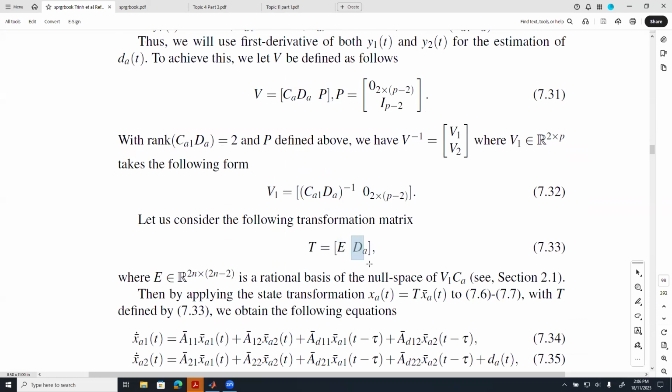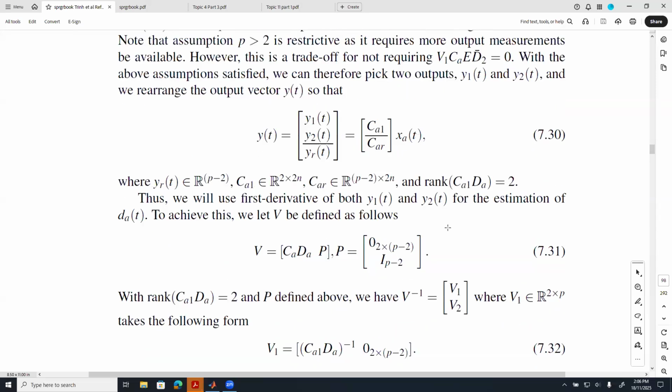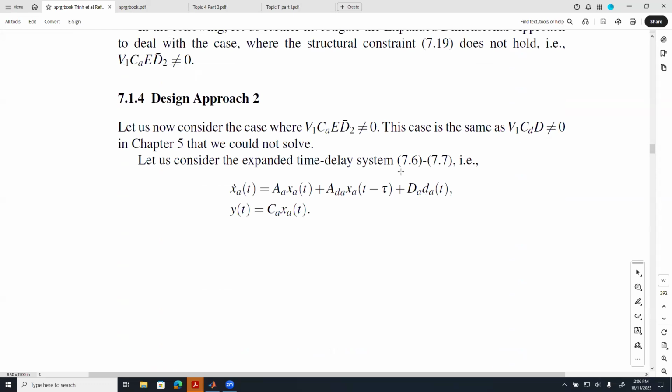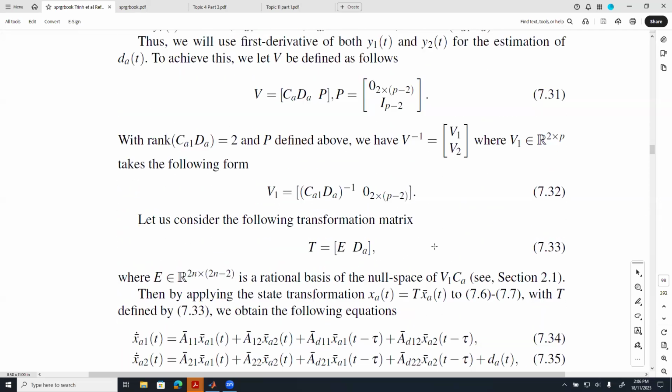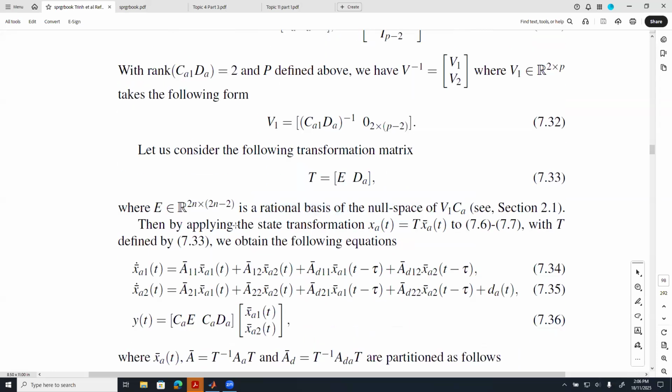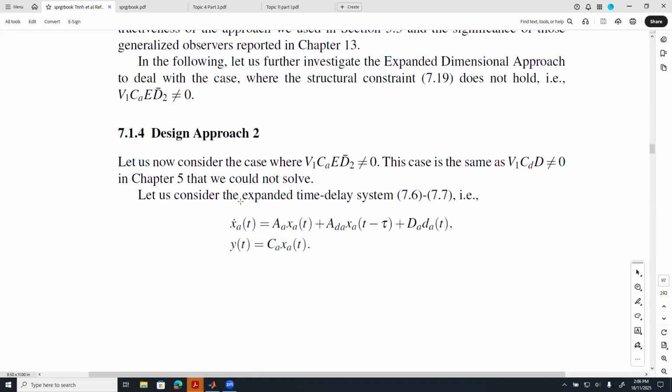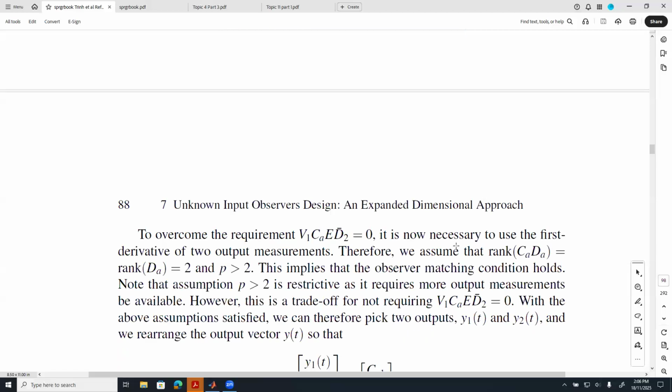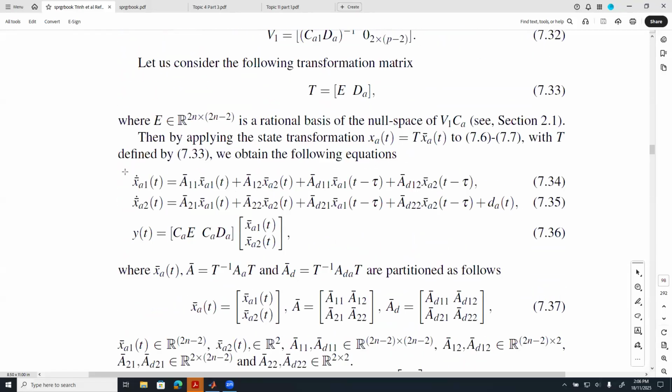Now, DI: in this approach we take the whole matrix DI. Before, we only took the first column. Now we take the whole matrix itself when we do the stack transformation. And where E is the null space of V1 CA. Okay. And so if we do that stack transformation to this big global system, then we obtain straight away the two equations here. And have a look at this bit here. That entire vector is in itself here.